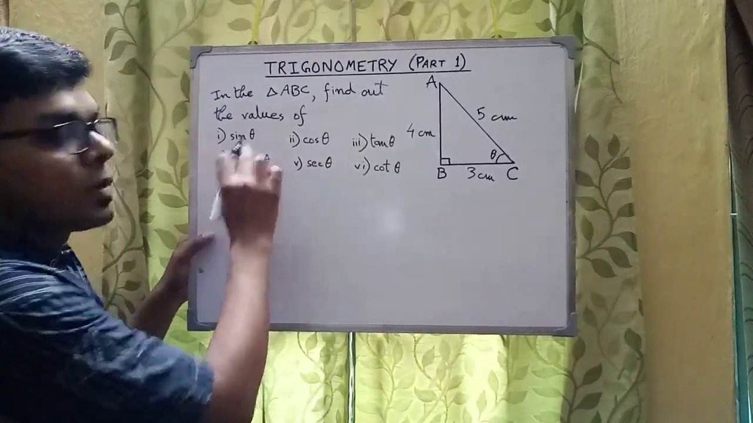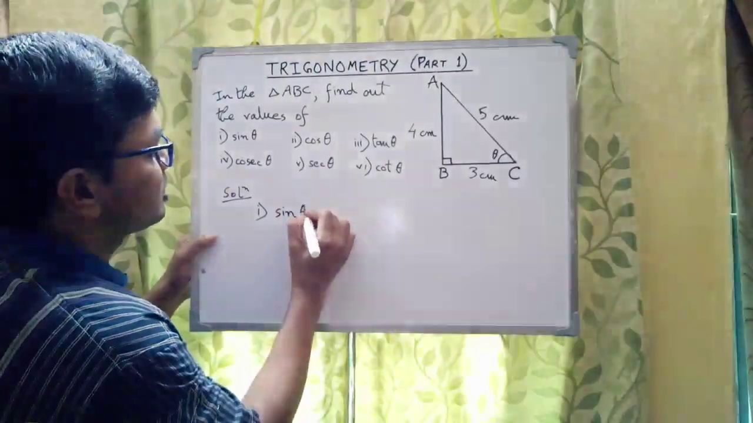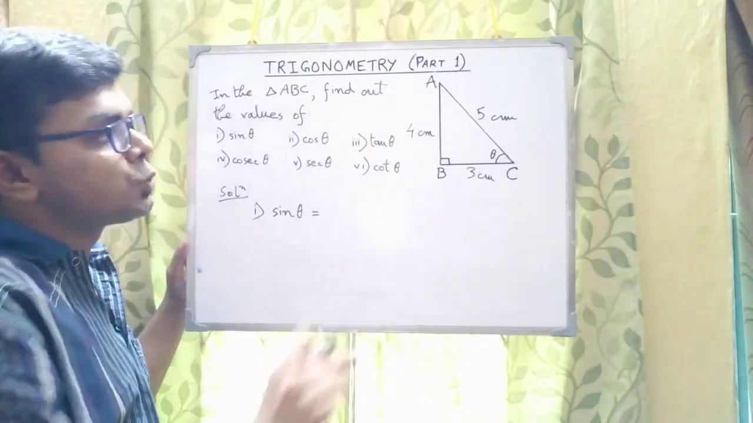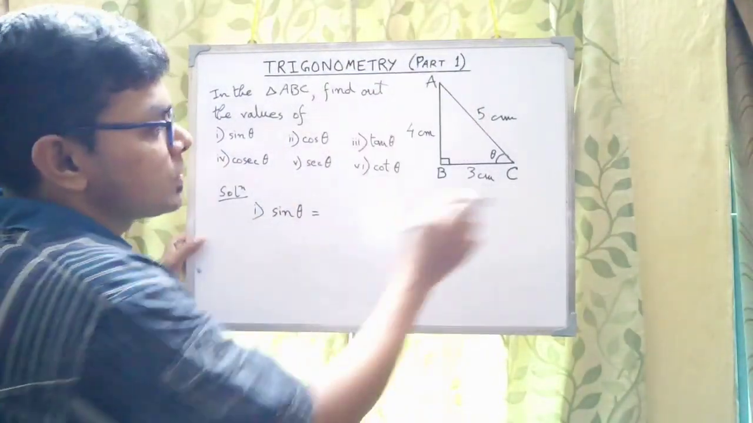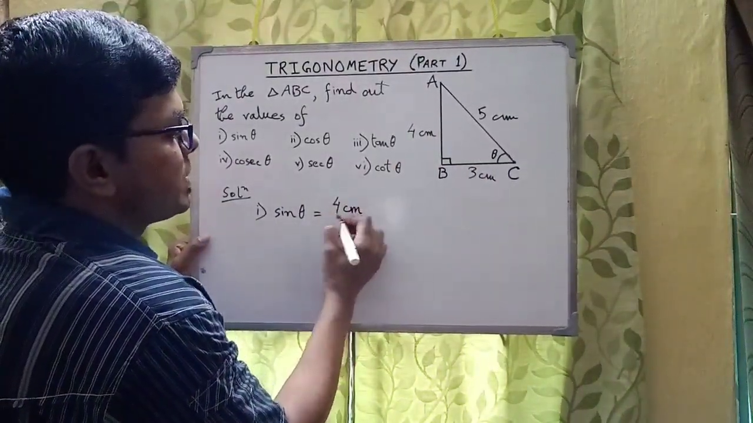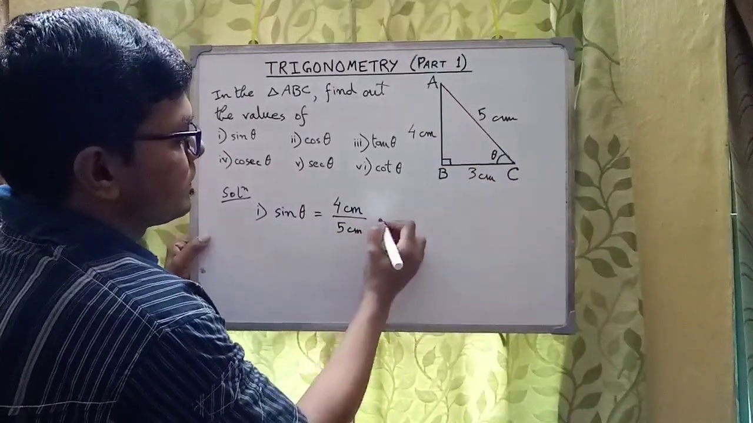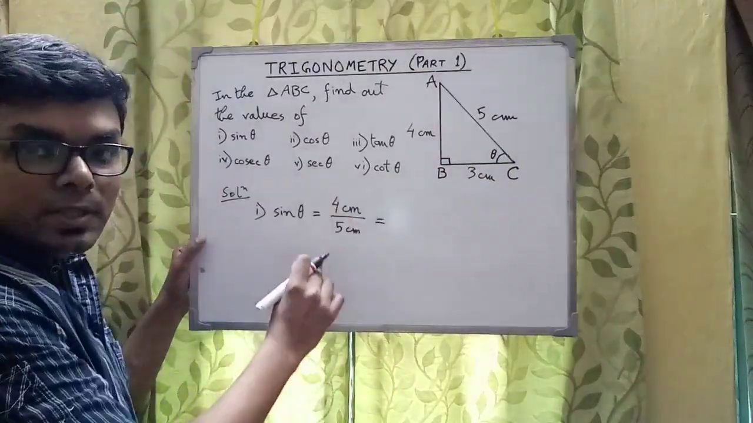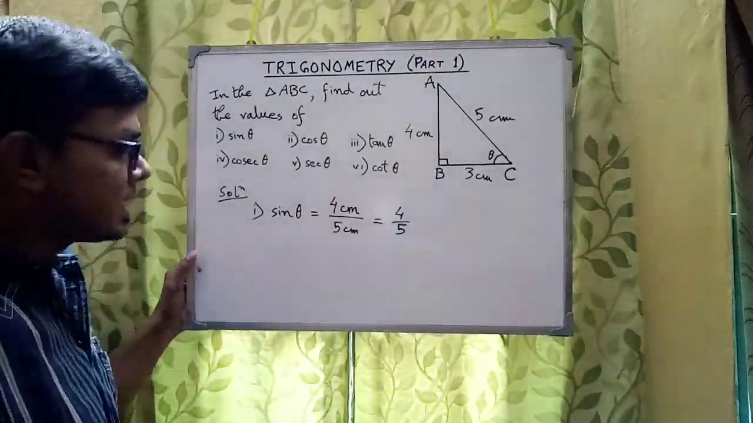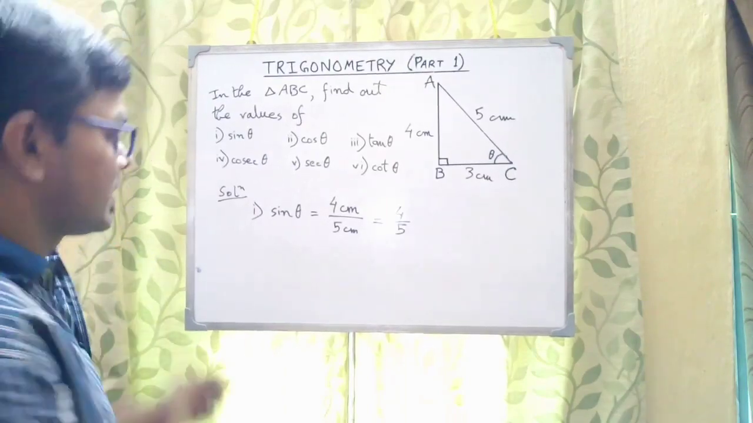Number 1, we have to find the value of sin theta. Now sin theta equals, you must remember, sin theta is equal to opposite by hypotenuse. Now the opposite side of theta here is 4 centimeter and the hypotenuse is 5 centimeter. So it must be 4 by 5. So you see that sin theta is actually a ratio, that is 4 by 5.